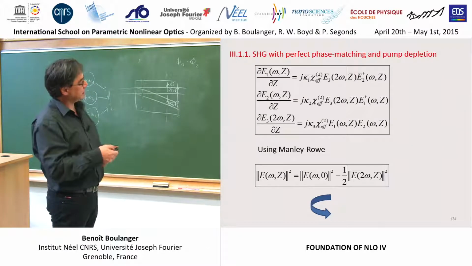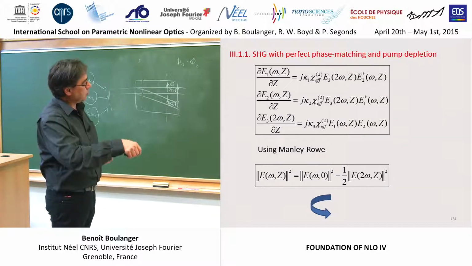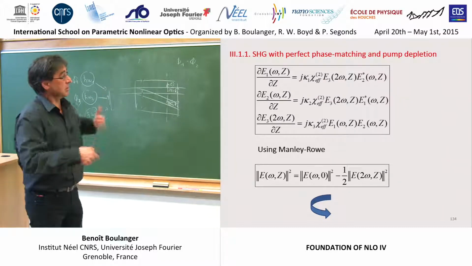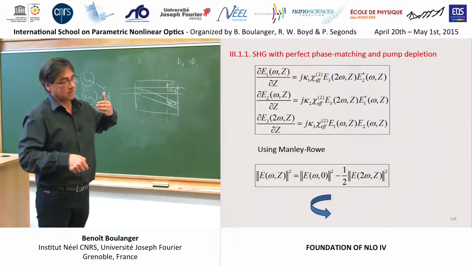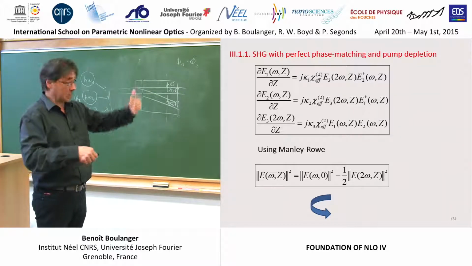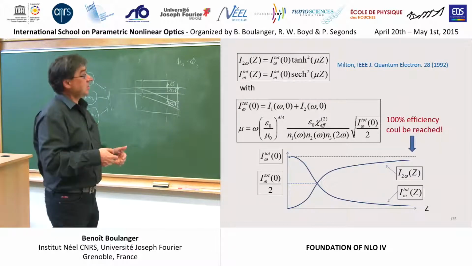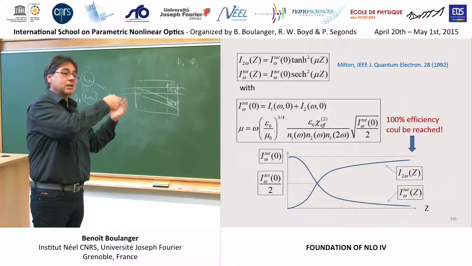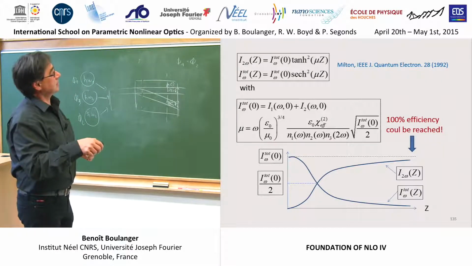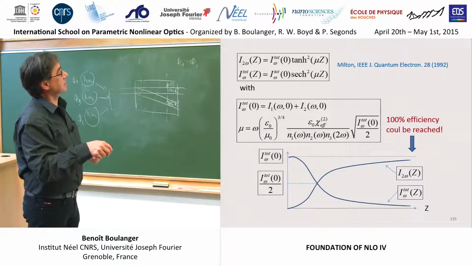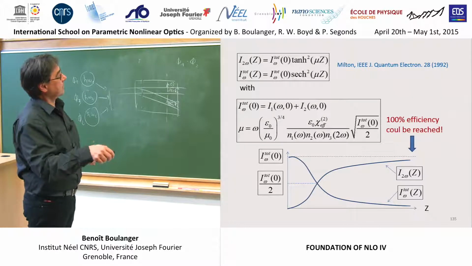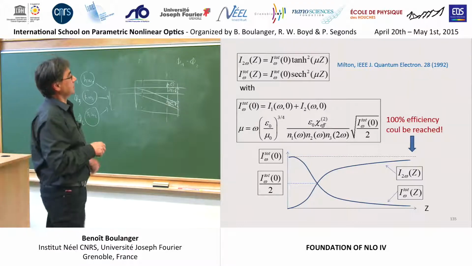And so using these Manley-Rowe relations, here you see that we work with the square of the modulus of the electric field. So it's an energy relation, corresponding in fact to what we saw this morning, the conservation of the total intensity at any position in the crystal. And so here we can analytically integrate the system, and we have these tanh squared and sech squared functions as a function of z. You will find details in this paper of Milton.